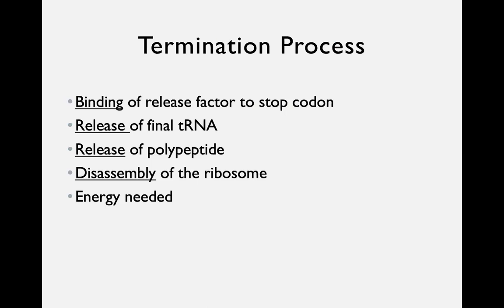When the stop codon is reached, what's called a release factor will come in. So it doesn't bring in a new amino acid. It just stops the process. And then essentially everything breaks apart, except for the polypeptide chain. It stays together, but breaks off away from the ribosome, off of that final tRNA. So the final tRNA is released, the polypeptide is released, and the ribosome disassembles. And this all requires energy as well. So lots of energy needed for translation.